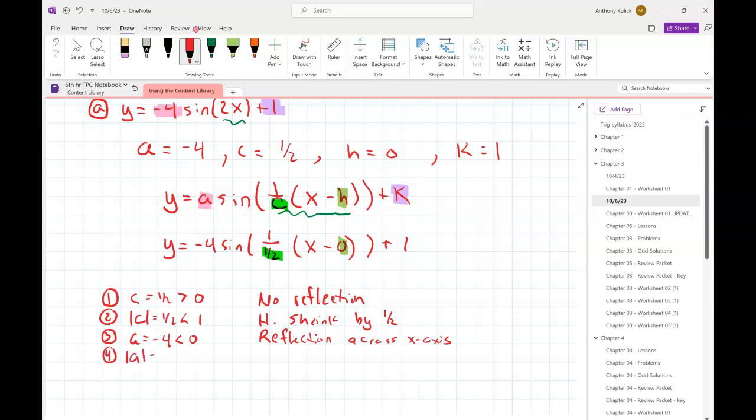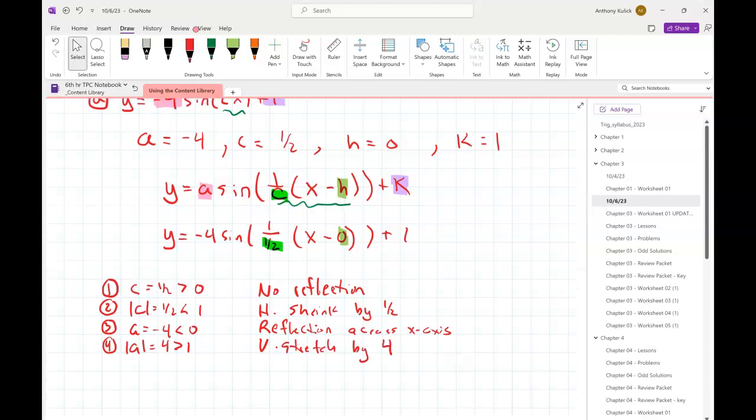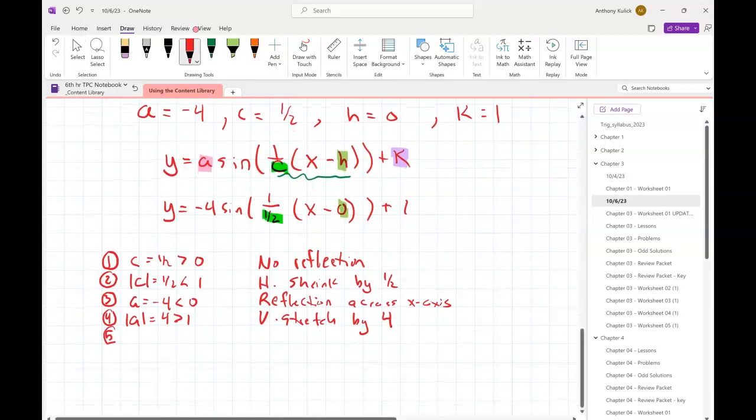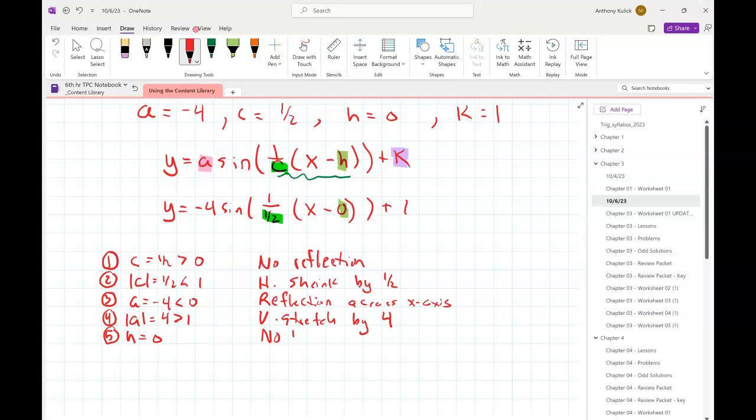Since the absolute value of A is bigger than 1, we have a vertical stretch by a factor of 4. Since H equals 0, we know we have no horizontal shift. And since K is equal to 1, which is positive, we know we're going to be shifting up 1 unit.